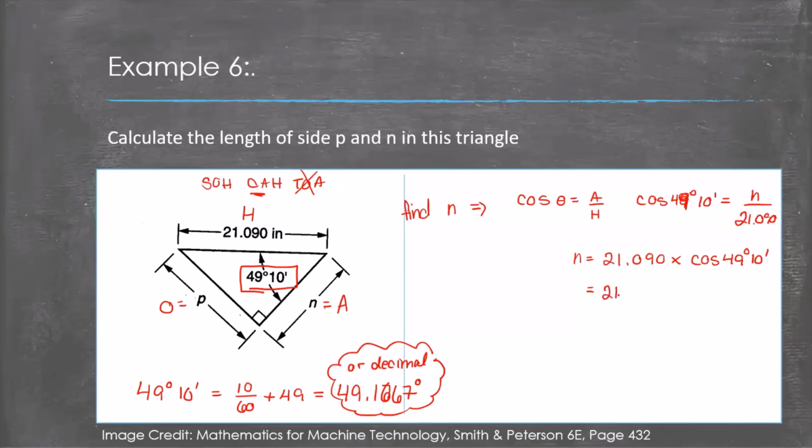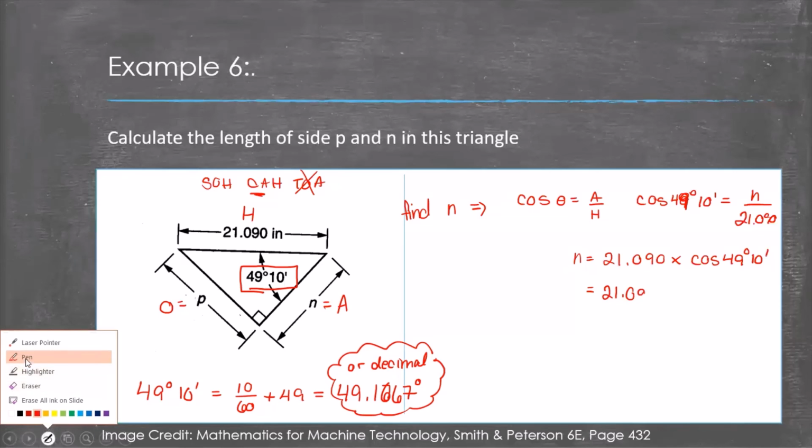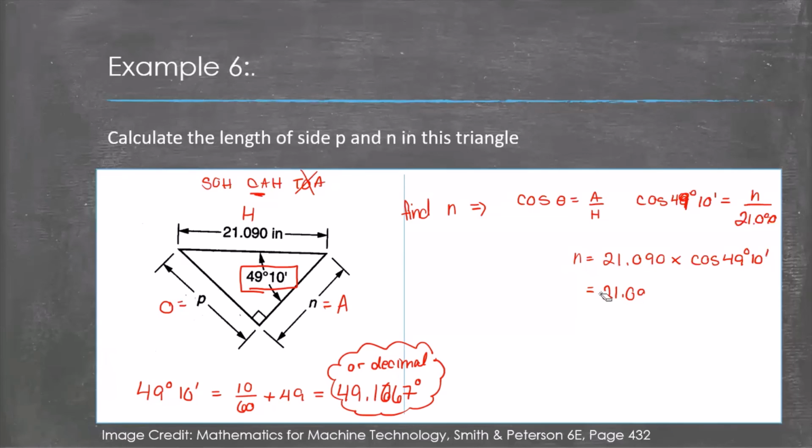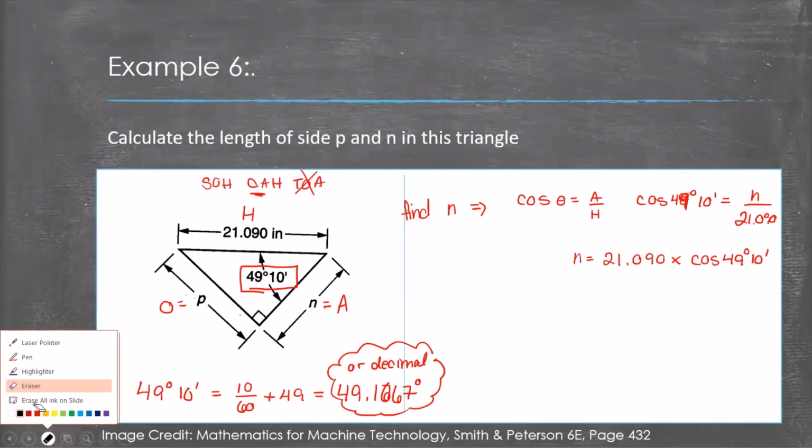So I'm going to type in 21.090. To type it in, 21.090, we're going to press multiply. Then we're going to put our angle in. In this case, we're going to use that degree, minute, second button. So you're going to type in 49 degree, minute, second, 10 degree, minute, second, and then press cosine. After you've pressed cosine, press equals. And this will give you your final answer.